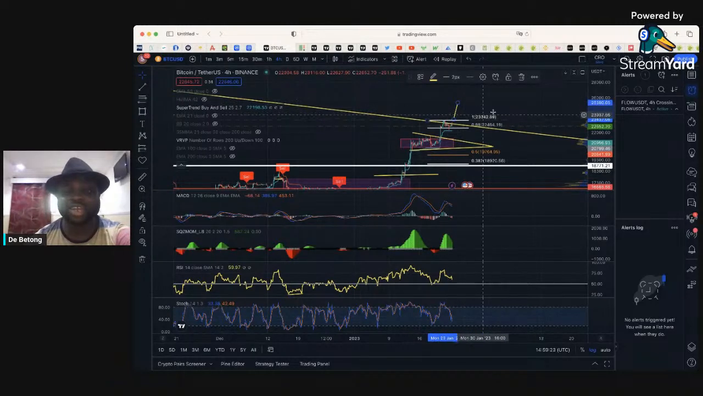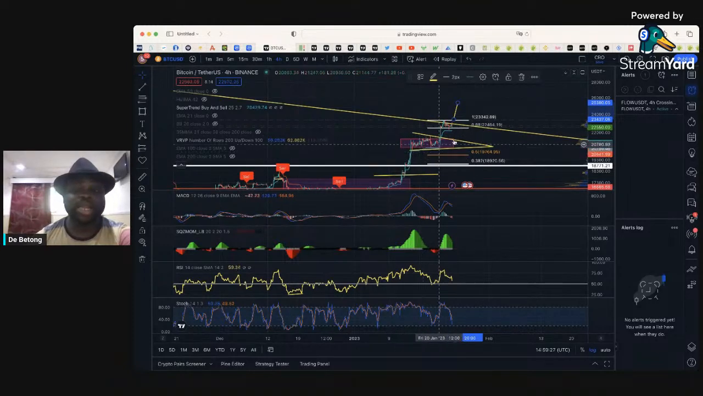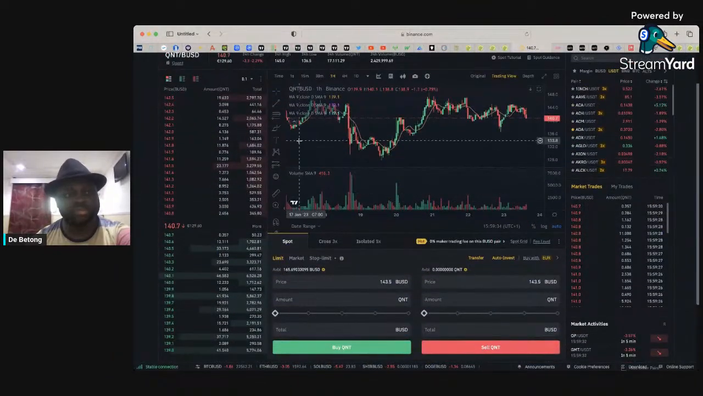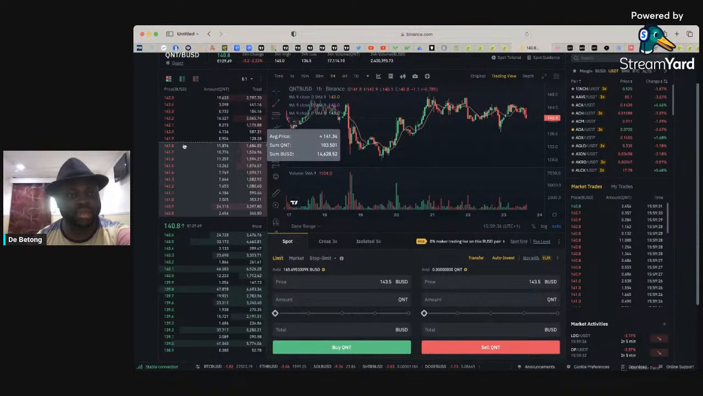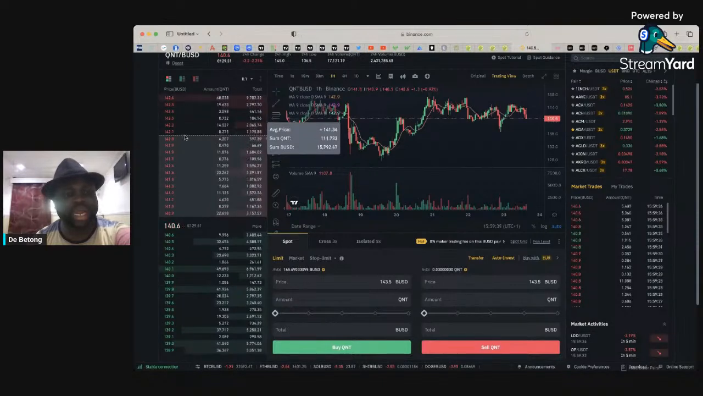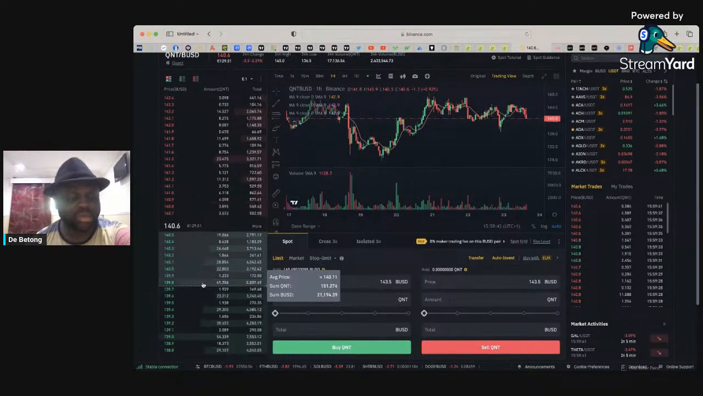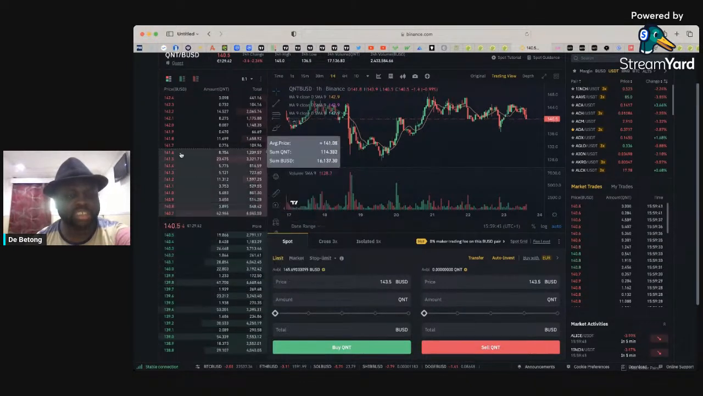And after doing your TA here, you have identified demand and supply, you go to Binance spot, and you're going to see the order book. The order book here represents buy and sell. I think the green is representing buy, while the red is representing sell.